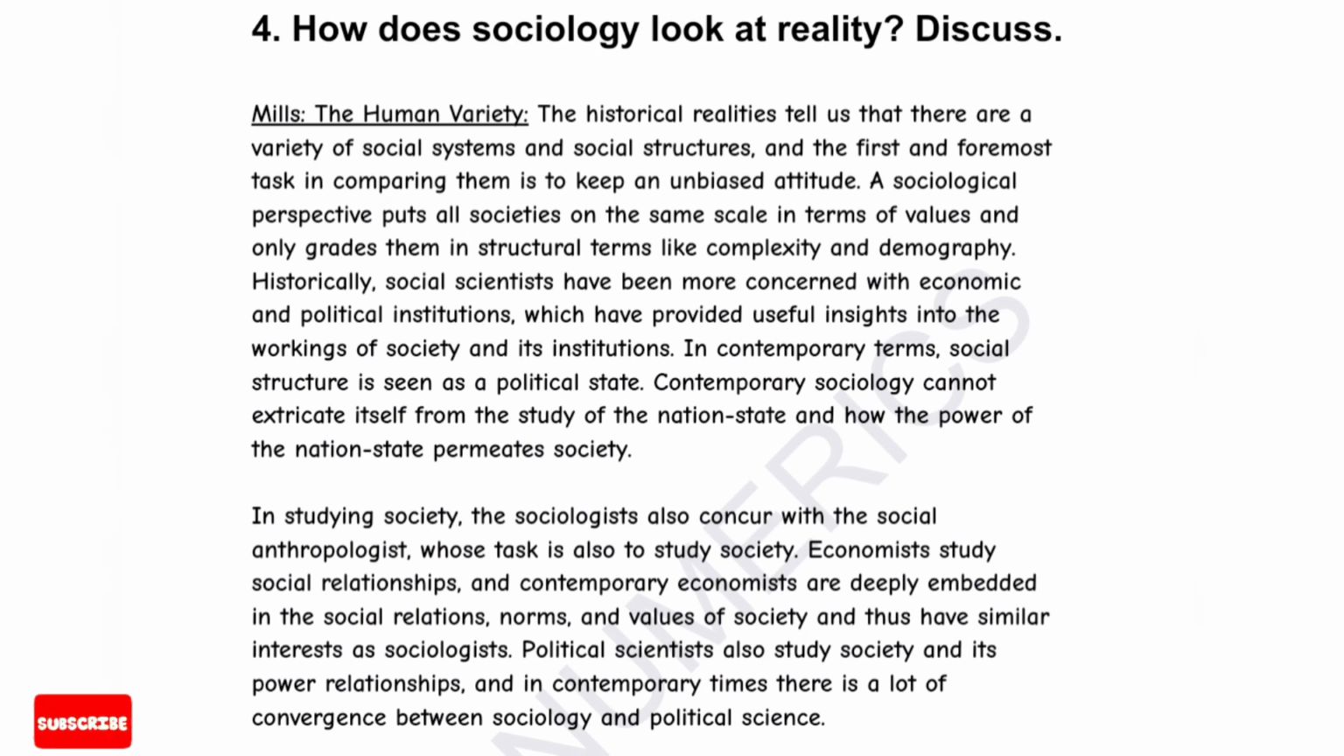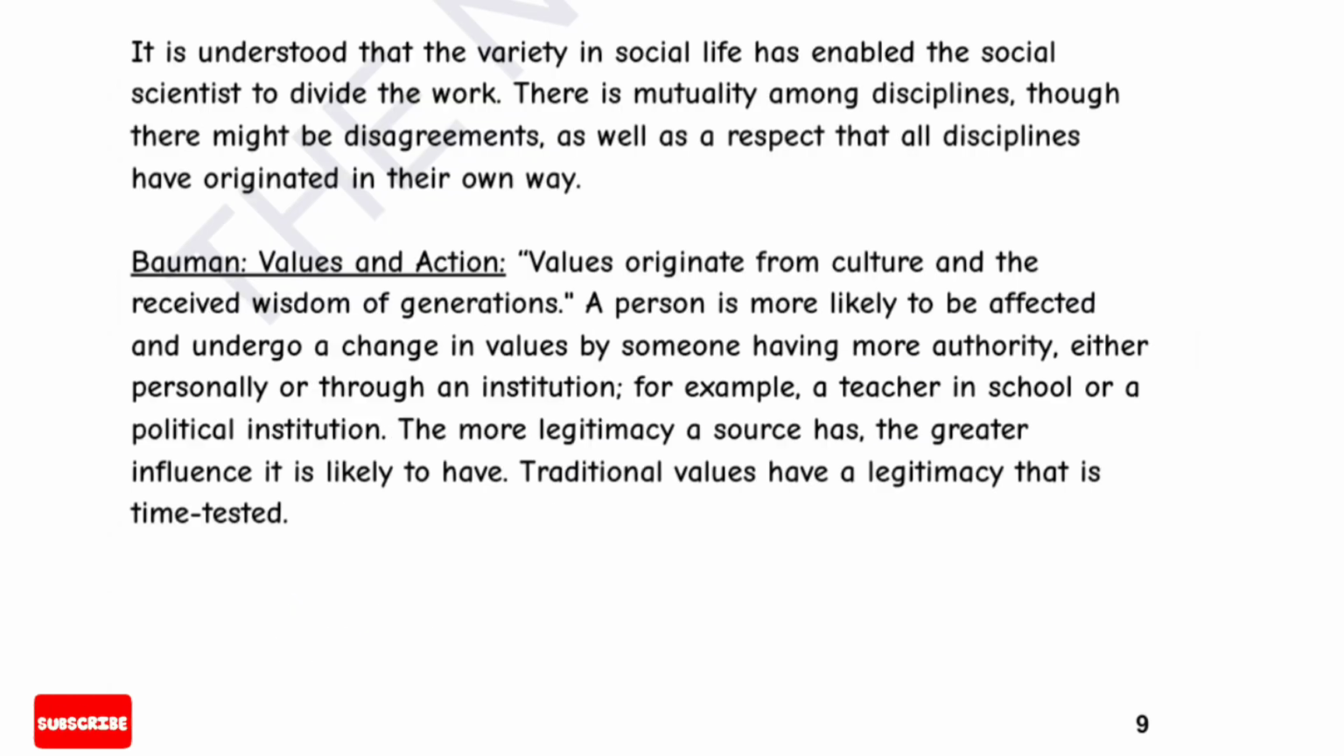Political scientists also study society and its power relationships, and in contemporary times there is a lot of convergence between sociology and political science. It is understood that the variety in social life has enabled the social scientist to divide the work. There is mutuality among disciplines, though there might be disagreements, as well as a respect that all disciplines have originated in their own way.